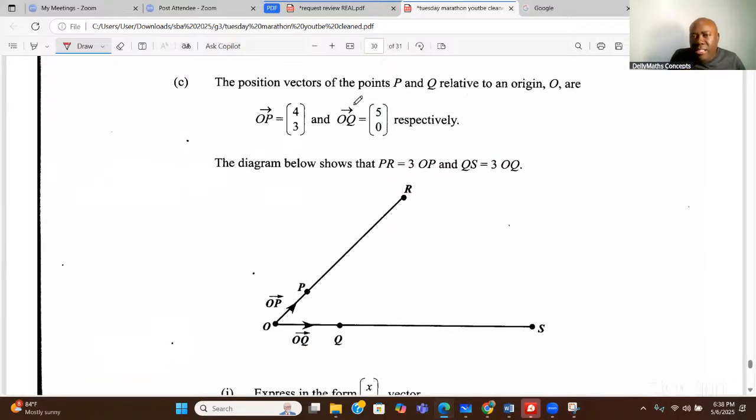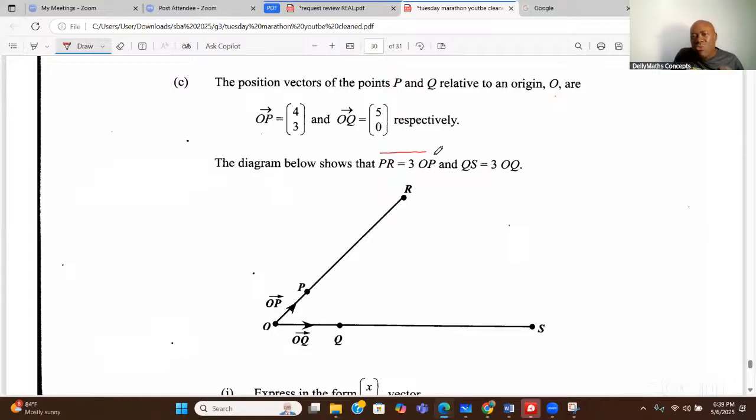It says the position vectors of the points P and Q relative to the origin are as follows: OP, which is (4, 3), and OQ, which is (5, 0), respectively. All right. So here's a question. It says the diagram below shows PR, so PR is equal to 3 OP. We're going to have to focus. This is PR, and we're told that it is 3 times OP. Look, this is OP right here. So we have to think of those when the right time comes, all right?